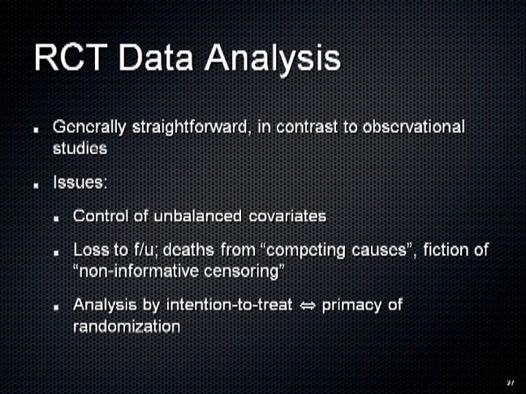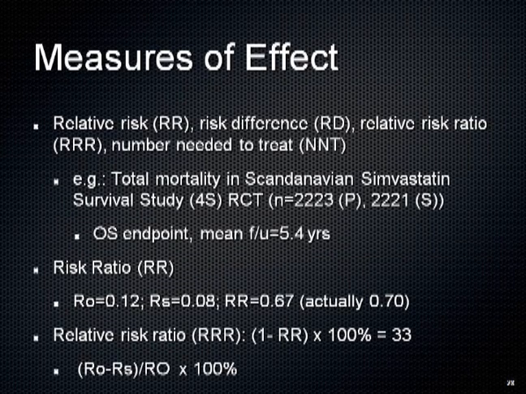So what are the issues? Control of unbalanced covariates, loss to follow-up, deaths from so-called competing causes, and the fiction of non-informative censoring, and analysis by intention to treat, and again, efforts to try and preserve the primacy of randomization. So, measures of effect. It really matters how you present something, particularly if you're trying to have an impact on a relatively low-frequency event. This is something the cardiologists have been legendary for years.